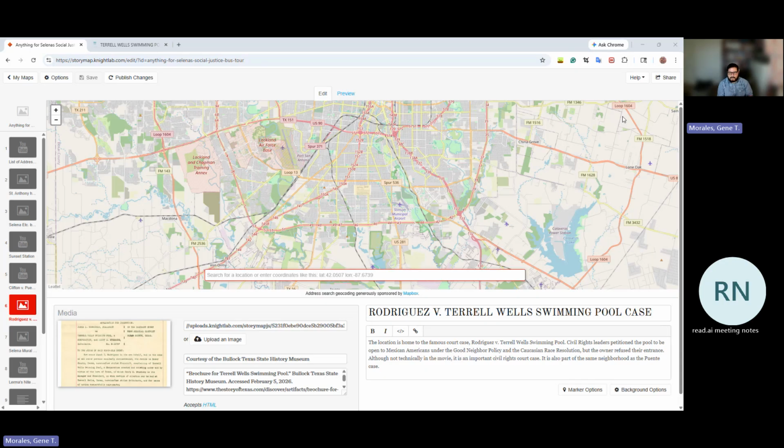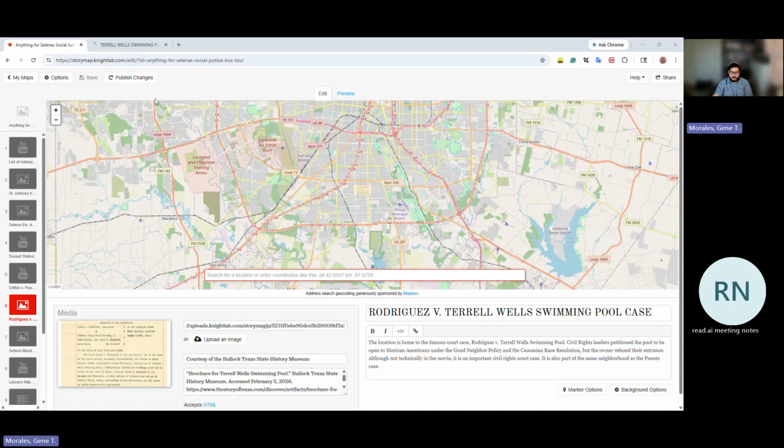It is also part of the same neighborhood as the Puente case. This is the neighborhood that Thurman Barrett owned on the south side of San Antonio, which was one of the most segregated parts of San Antonio in the 1920s and 1930s. Probably one of the most segregated parts in the state, just judging by the size of San Antonio and the size of this neighborhood.